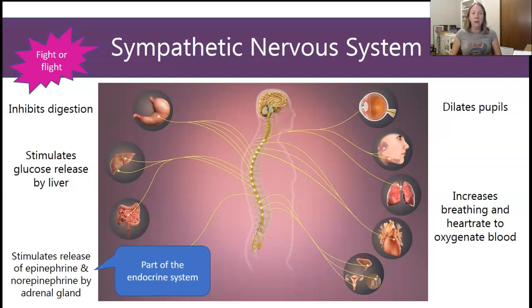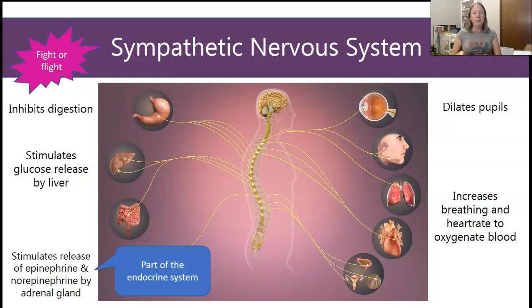this is what happens. So let's say you are walking down the street and you feel like there might be someone following you and you're in danger. What are some of the things that are going to happen to your body? You might be able to tell me right away. You might start to sweat. Your breathing might pick up its pace. Your heart might start to pound. And that's exactly what this nervous system does.